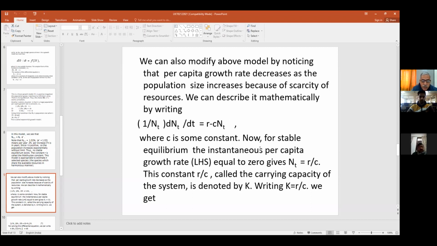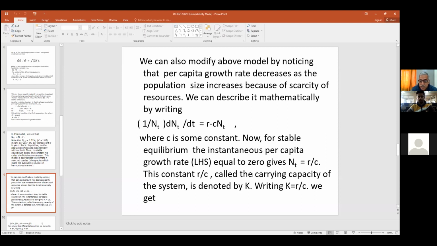Now for stable equilibrium, the instantaneous per capita growth, the left hand side, must be equal to 0. At stable equilibrium the growth rate must be 0. So put the left hand side equal to 0, and I get N(t) equal to R over C. This gives me the stable size. Remember this: when the per capita growth rate is 0, N(t) is equal to R over C. So this R over C is the size of the population which my system can sustain.